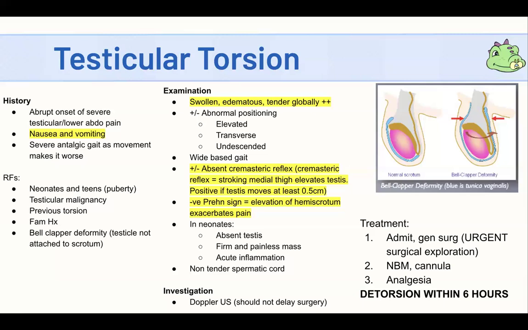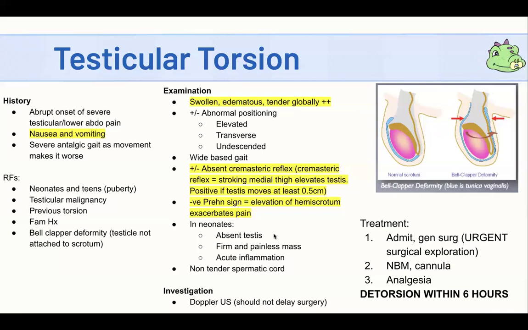And then something called the negative Prehn sign. So if you elevate the hemiscrotum, it will exacerbate the pain, and that's considered a negative sign. And that's different from the positive Prehn sign, which helps to relieve pain, which we'll go into later for the other conditions. And then investigations.